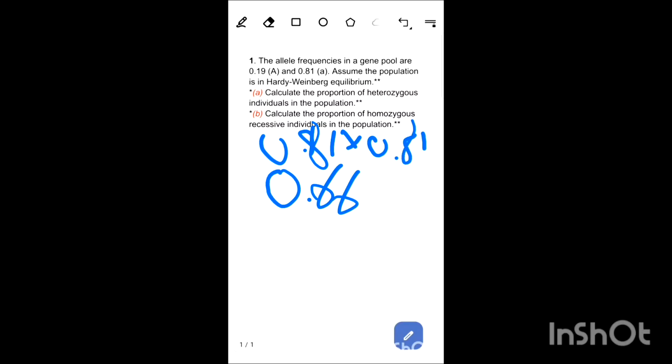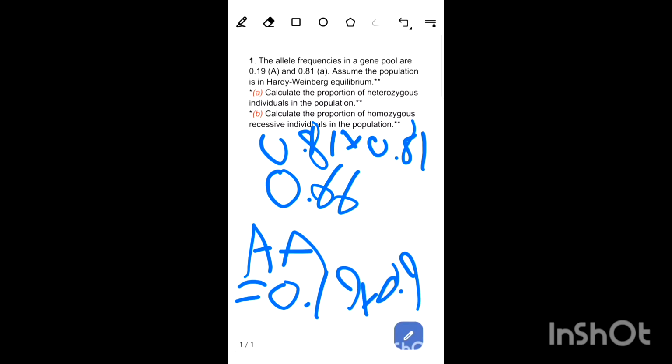If they asked you about the proportion of individuals that have dominant A, all you're going to do is multiply this with this, and you'll have a specific number on your calculator. That's the principles of population genetics. I know it might be hard, but if you don't understand, don't worry.